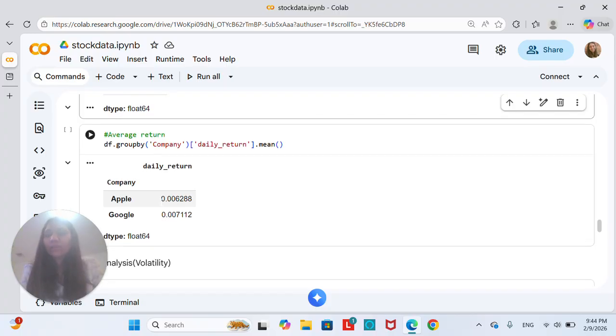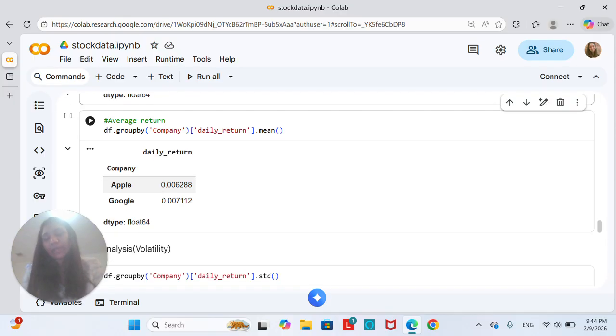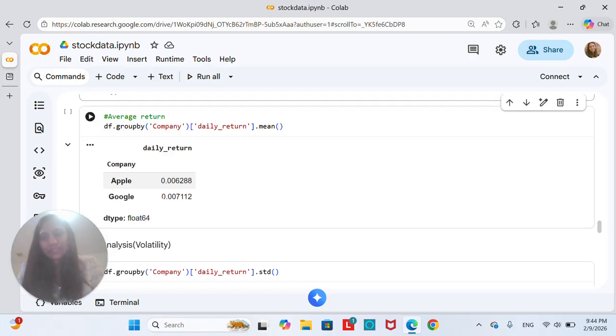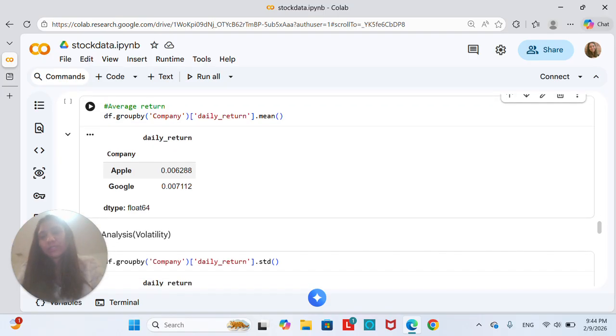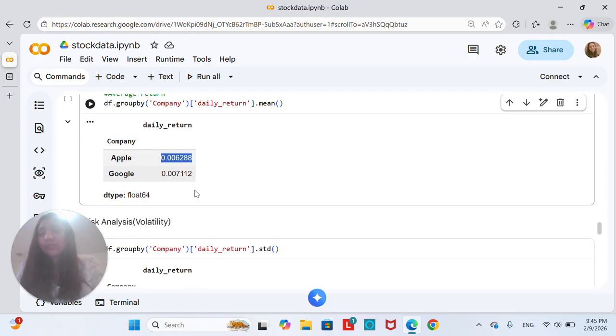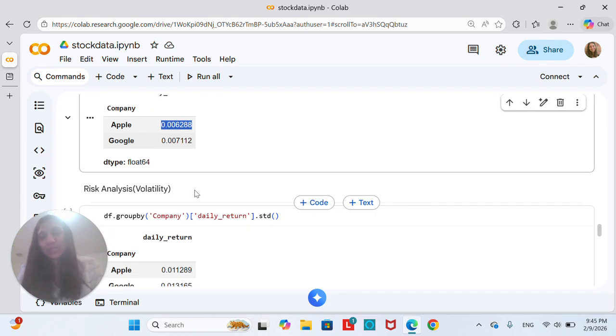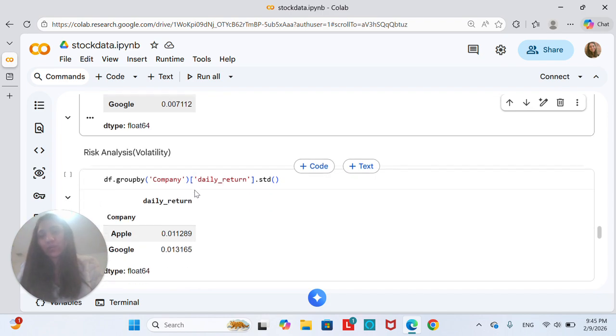Then we get the average return, using the daily average return for the companies. If we invest in Apple, we are going to get this amount of daily return, and for Google 0.0071, so we can understand which one is better and which one is not.